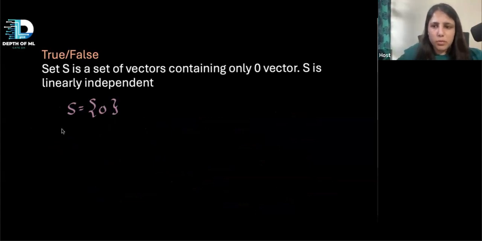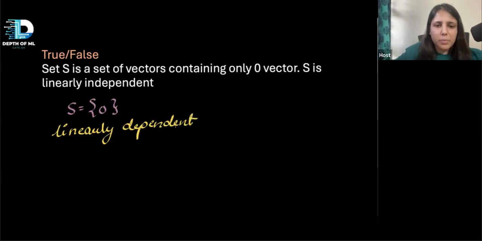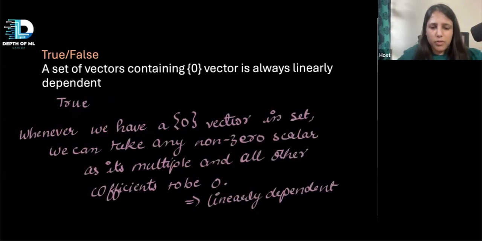Okay, so yeah, this is a linearly dependent set, right? This is just another way of asking the previous question only. So this is false. I write true here. Yeah, fine.